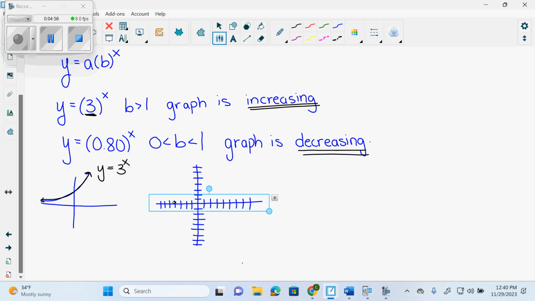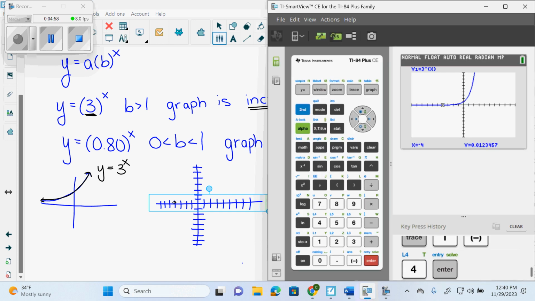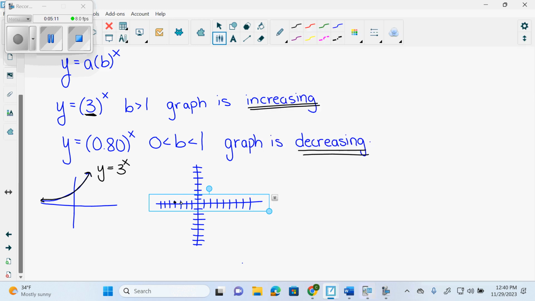All right. So at -4, we're really close to the x-axis. But are we touching the x-axis? No, we're at 0.0123. We're really close to it. Yes? Then I want to do -3. Second trace value, -3. Still really close, but a little higher. But basically in the same spot.